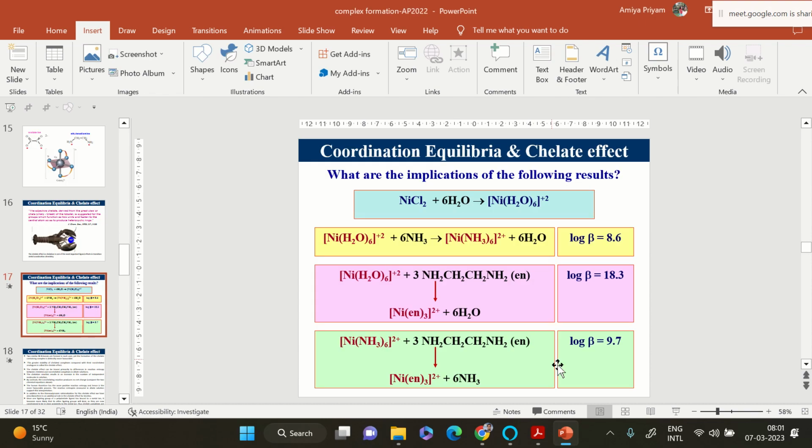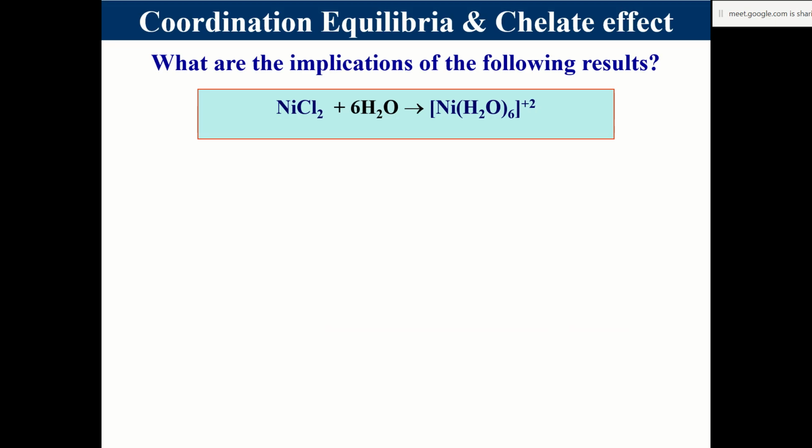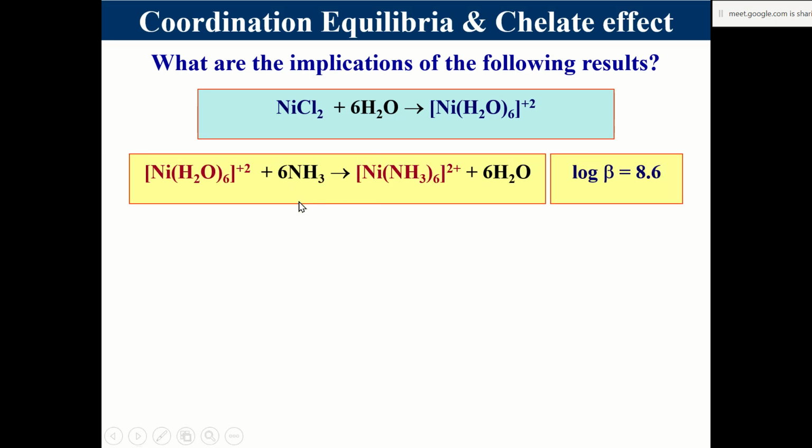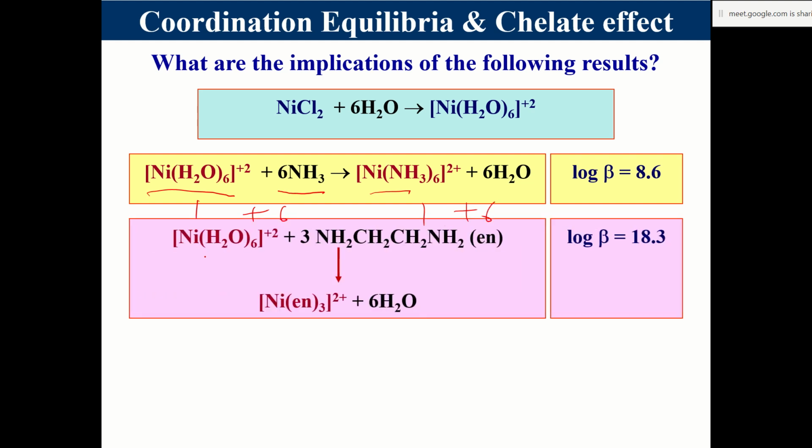Just a moment, let me go back here. So see, on the left-hand side, one molecule plus 6 molecules, and on the right-hand side, 1 plus 6. Now look at the other one. In this case you have 1 on the left-hand side plus 3. So on the reactant side you have 1 plus 3, and here 1 plus 6.